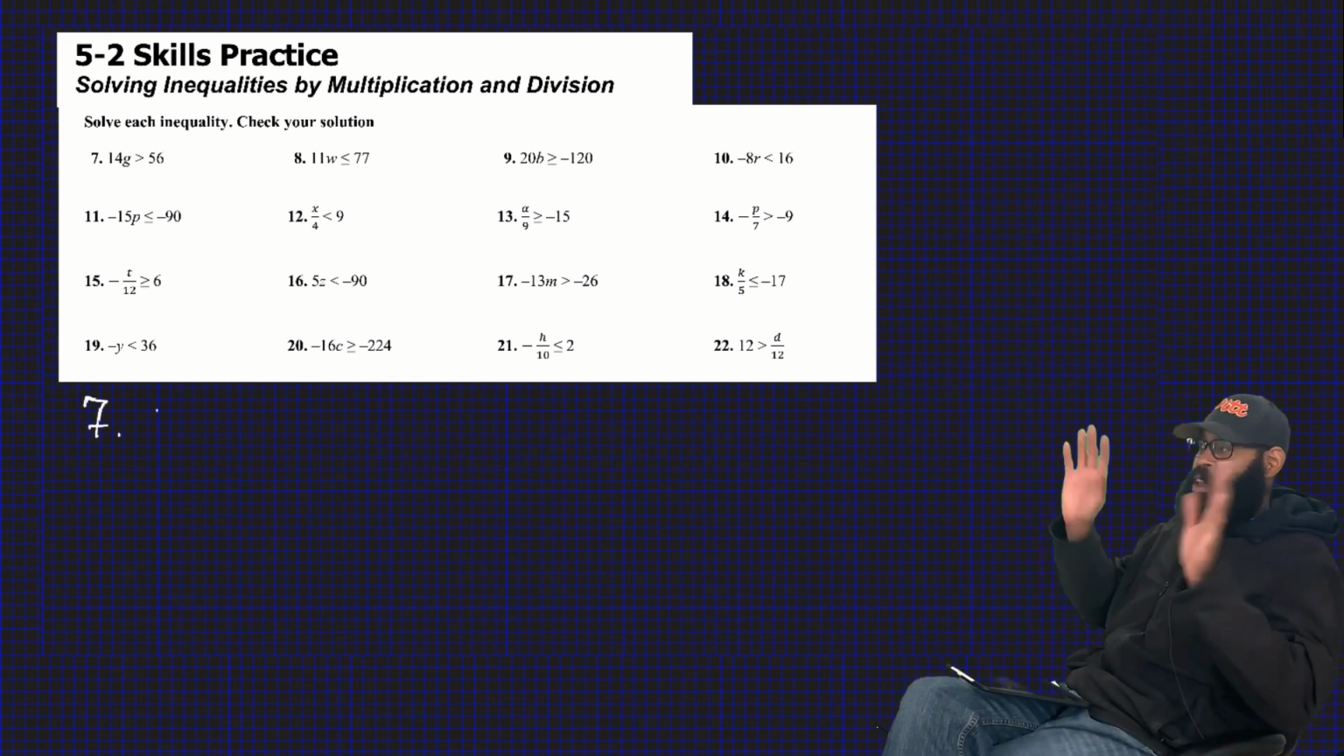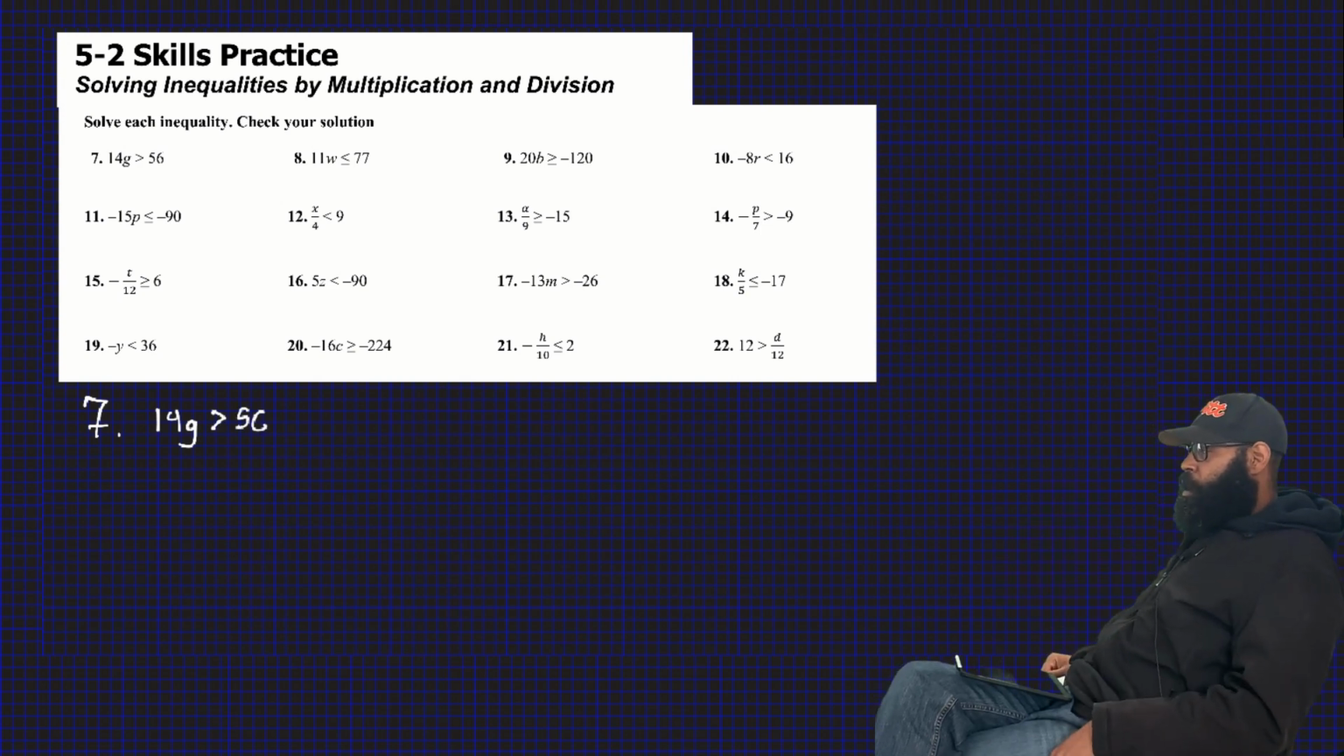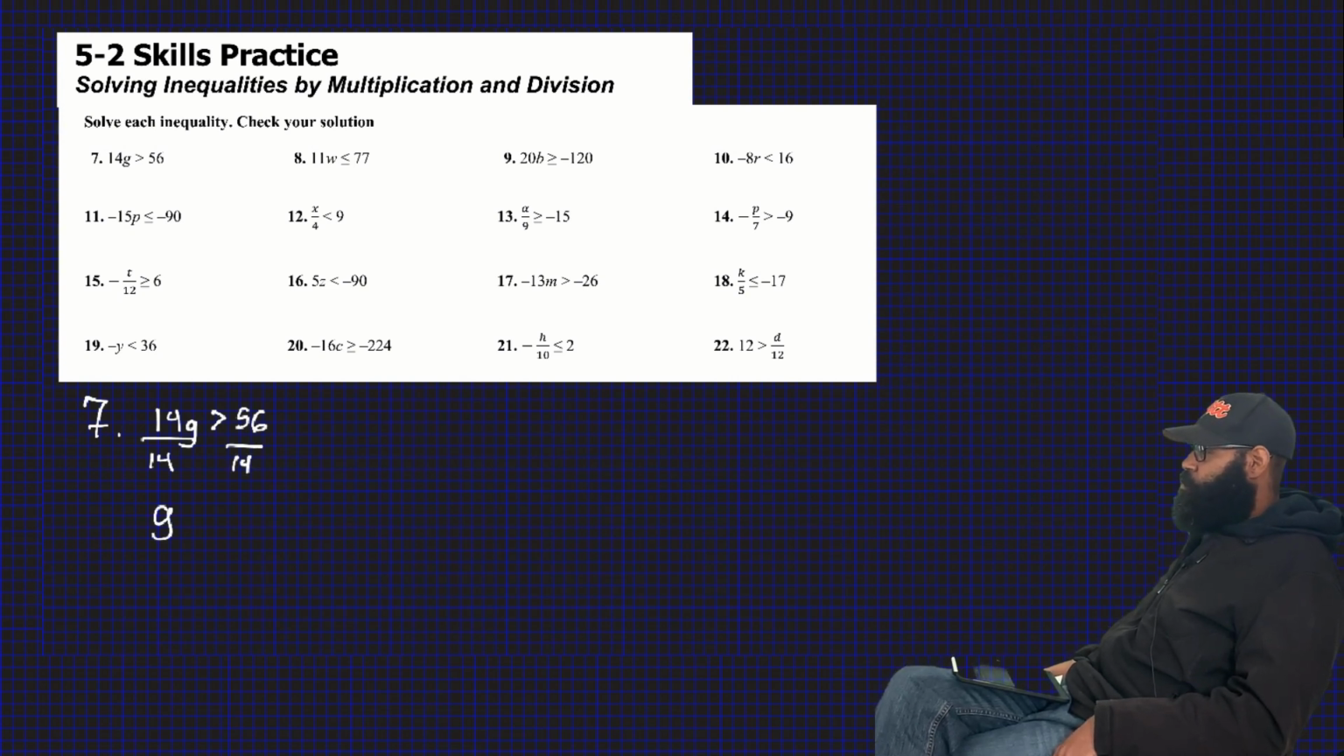Anyways, guys, we got more. When we divide or multiply by a negative, make sure we flip our sign. I'll say it again. When we divide or multiply by a negative, make sure we flip our sign. So, guys, g is greater than 4. Check your solution.